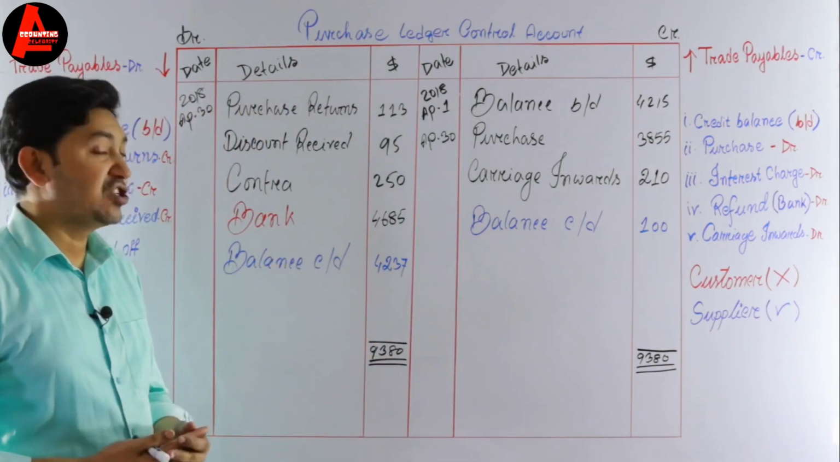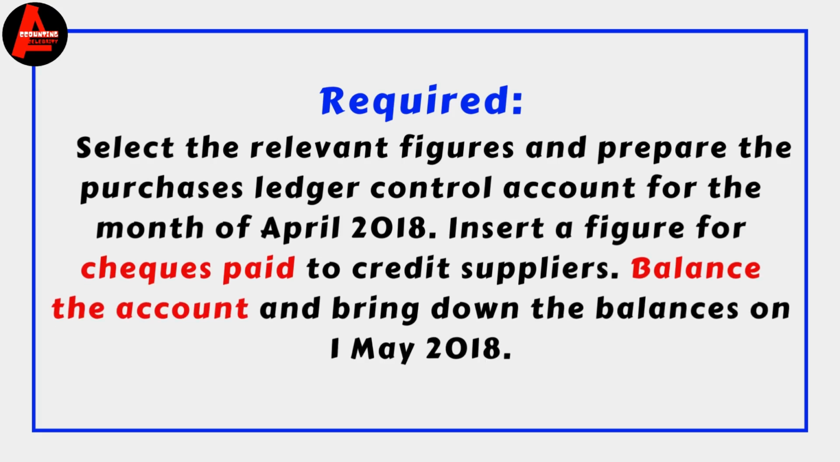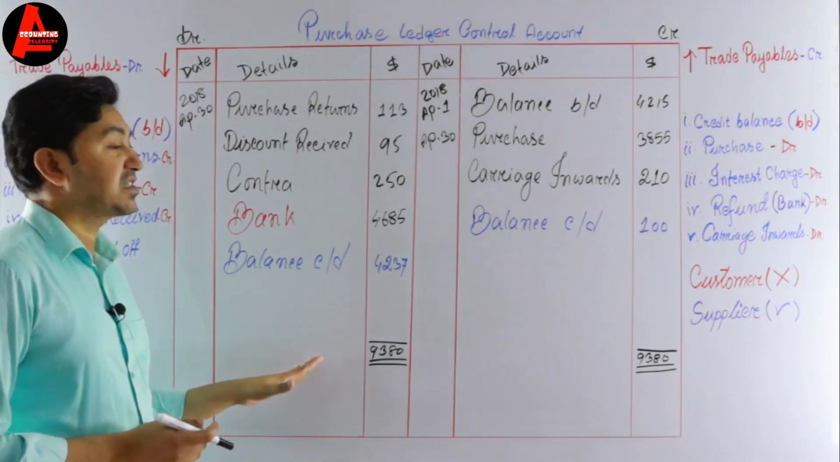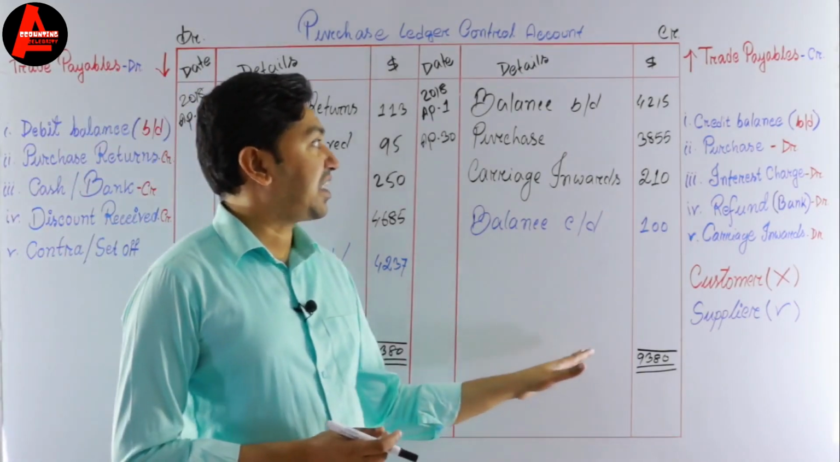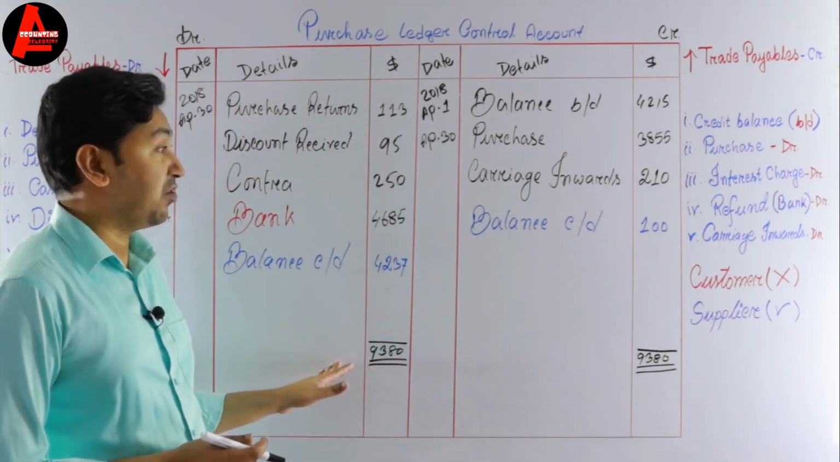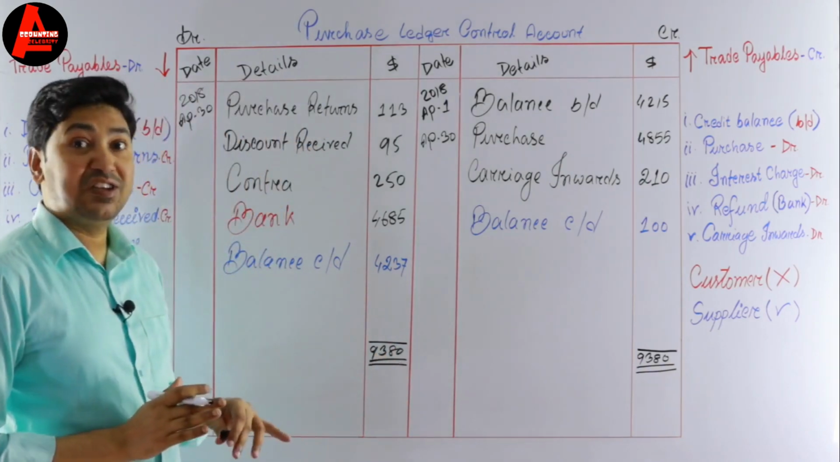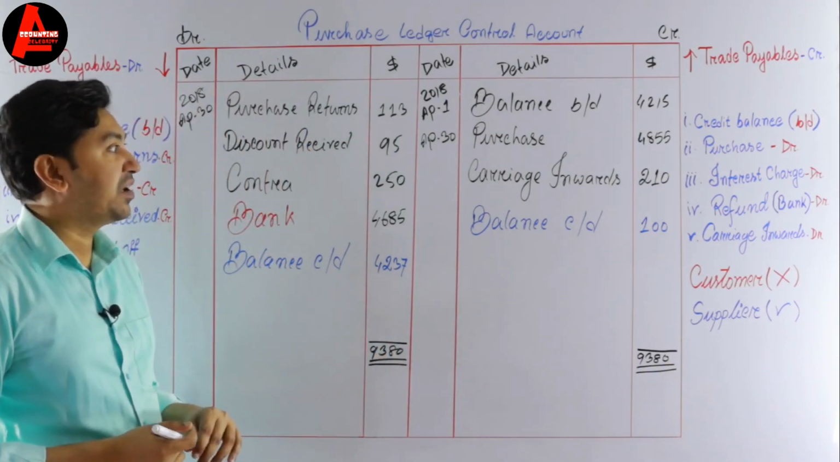Now what to do? Look at the question once again. What is written at the last? Balance the account and bring down the balance on 1st May 2018. Already we balanced the account, so on this and this side we have the same value. Now we need to bring down. So how to bring down?